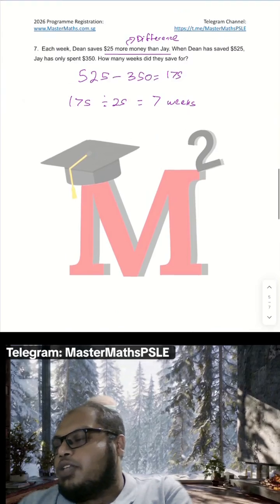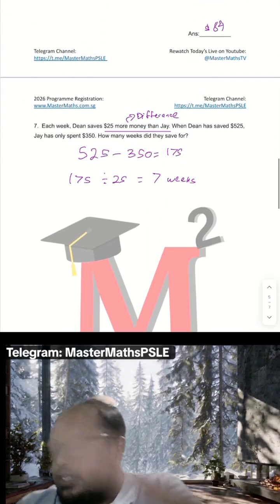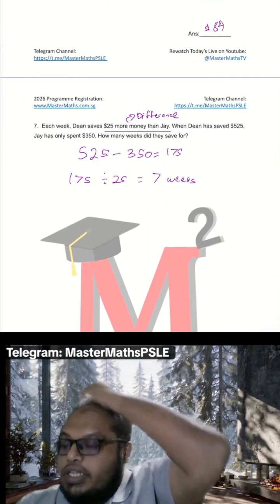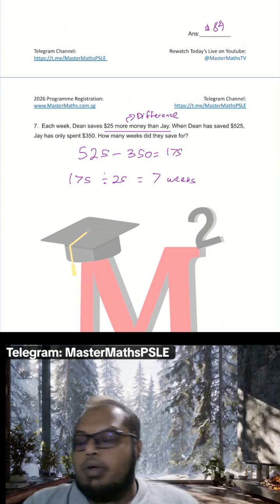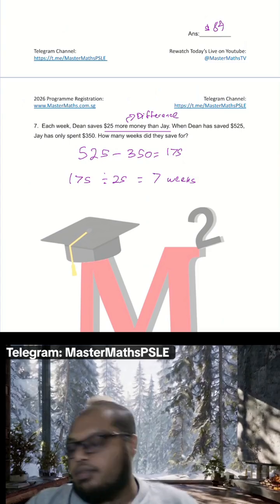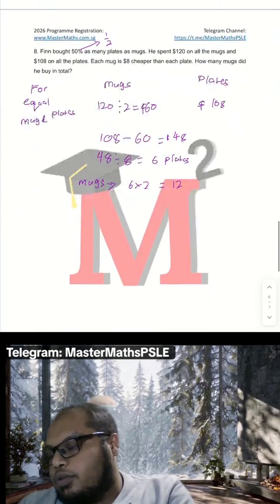Alright, this one was, like I said, the easier one. So we use the difference, same thing: 525 minus 350, we get 175. For those who are not done, come.